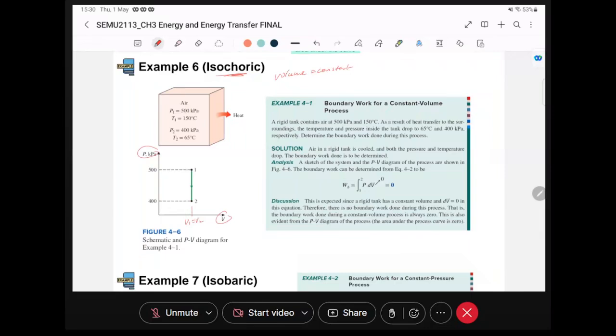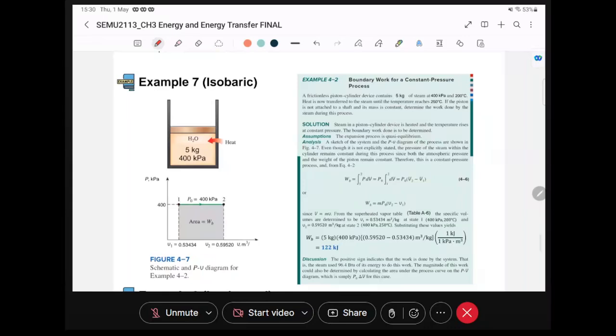Okay, so in this case, if we're talking about the boundary work, because the boundary doesn't move, volume doesn't change. So therefore, this will be 0. So there is no boundary work in the isochoric process. Okay.